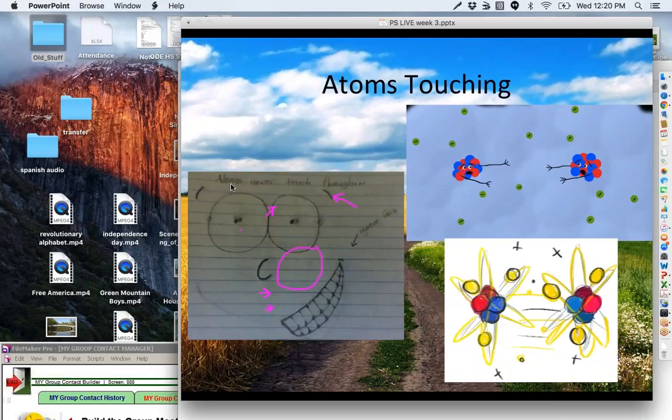And so this is some pictures my students have drawn of atoms touching or trying to touch to demonstrate that point. And you'll draw a picture like that as well at some point. Anyway, that's it for class. That's kind of what we went over today.